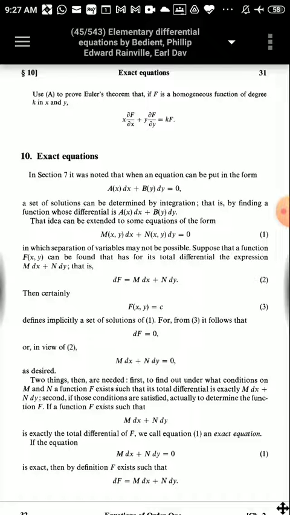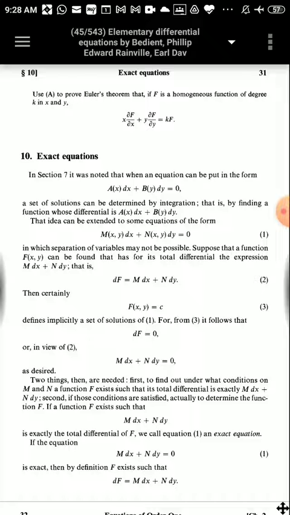In section 7, it was noted that when an equation can be put in the form a(x) dx plus b(y) dy equal to 0, this is actually a differential equation in variable separable form. A set of solutions can be determined by integration. So if our differential equation is in this format, a(x) dx plus b(y) dy, it is in variable separable form, and by taking direct integration we can find the solution of that differential equation.